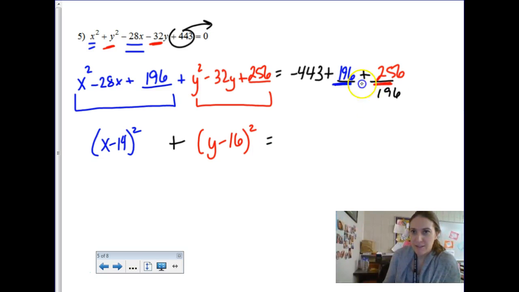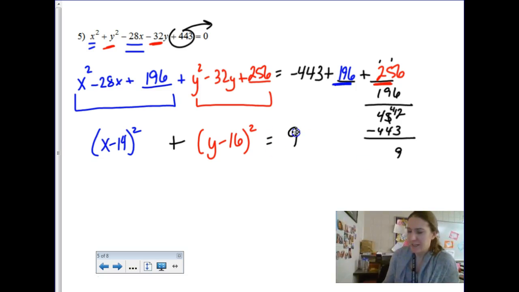to muddle through this. If I'm going to add these together, let's see, that's a 12, 15, 452, and then I have a negative 443 that I'm adding to it. Alright, 4, 12, 9, 0, okay, 9. I guess I could have done that without showing my borrowing and all that. My bad. Alright, so the center is located at 14, 16, and the radius length is the square root of 9, which is a 3.